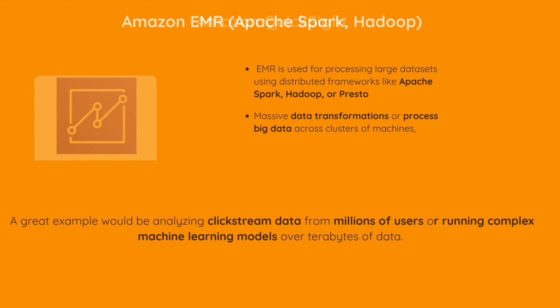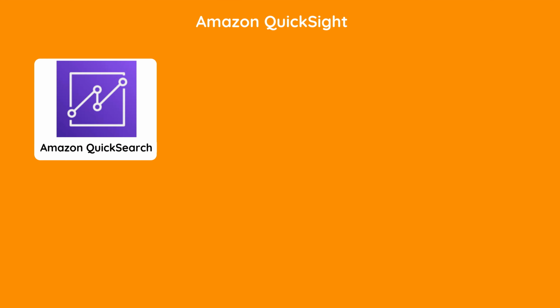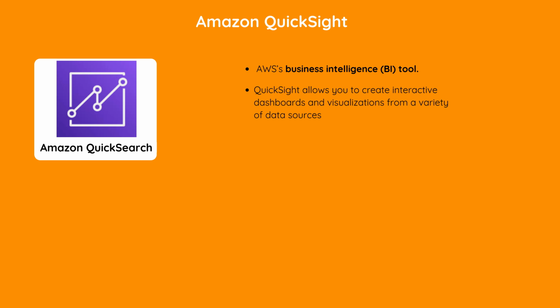Now let's talk about Amazon QuickSight, AWS's business intelligence (BI) tool. QuickSight allows you to create interactive dashboards and visualizations from a variety of data sources. Whether your data is in S3, Redshift, Athena, or even external databases, QuickSight makes it easy to create visualizations and share insights with your team.